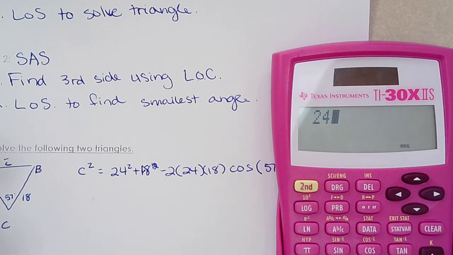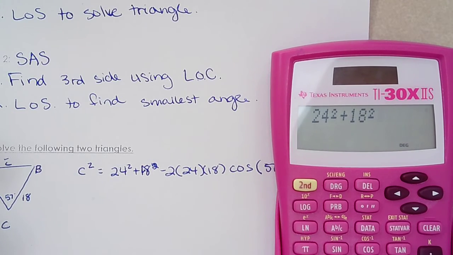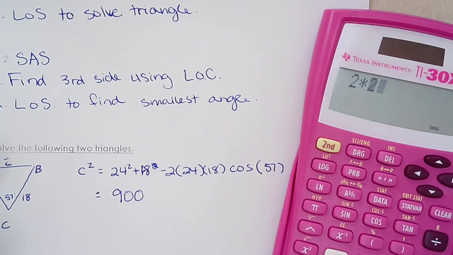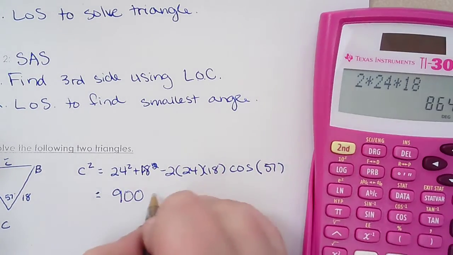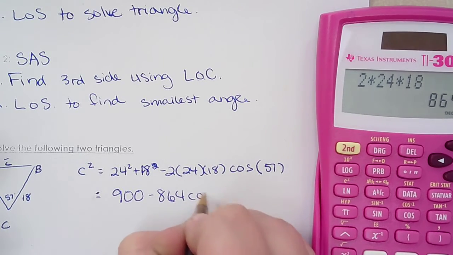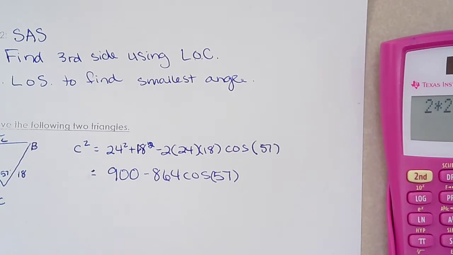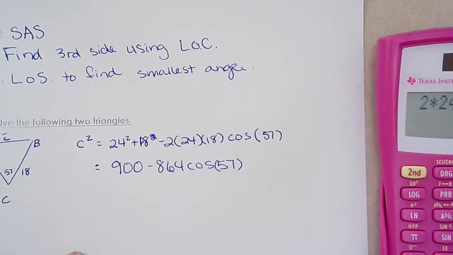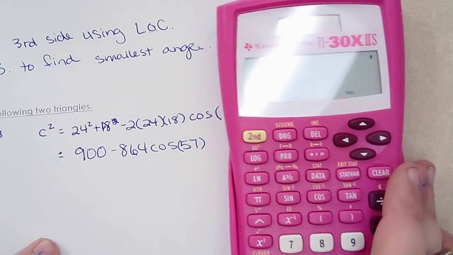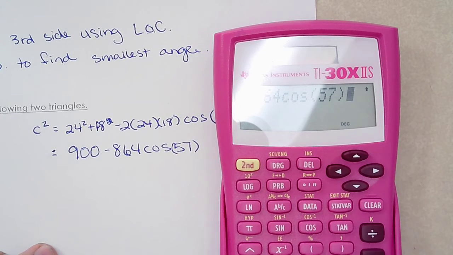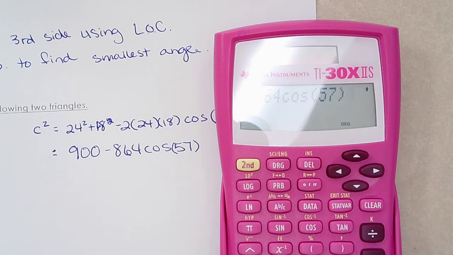So 24 squared plus 18 squared is equal to 900. 2 times 24 times 18 is negative 864 cos 57. And now that I have this and I've simplified it this way, now I want to put all of this into my calculator at one time. And by doing it this way, you're going to avoid a lot of the errors that I've been seeing. So 900 minus 864 cosine 57. Again, make sure you're in degrees. That will cause problems if suddenly you somehow got into radians.